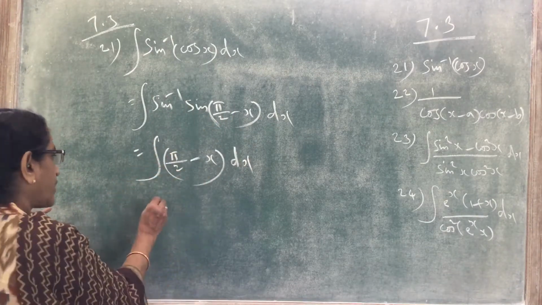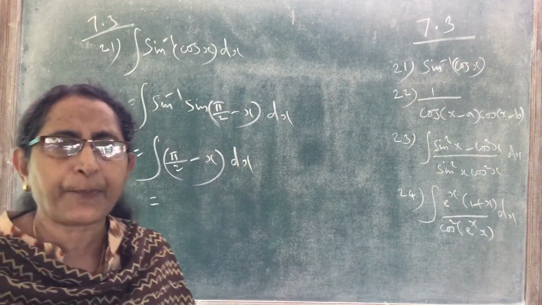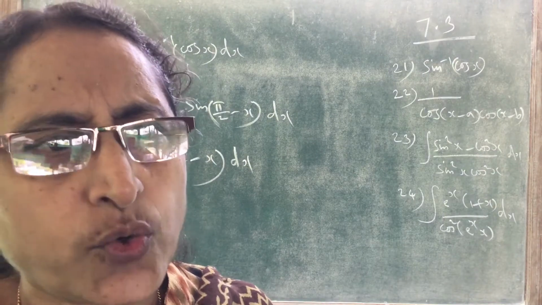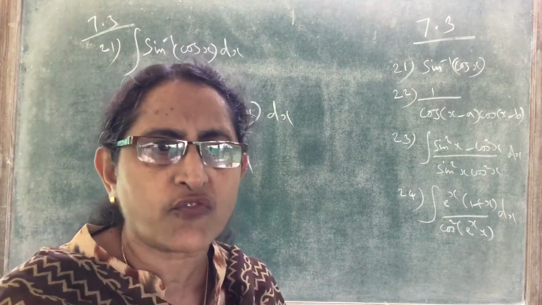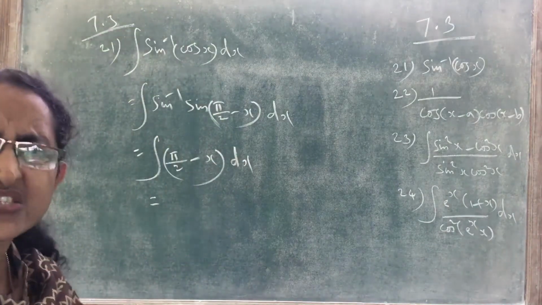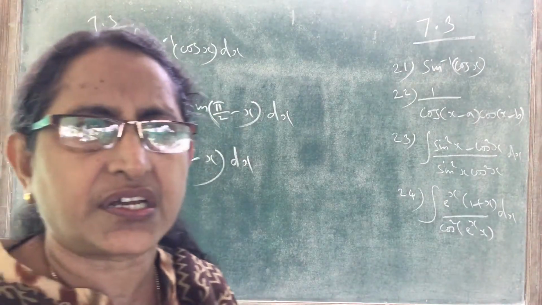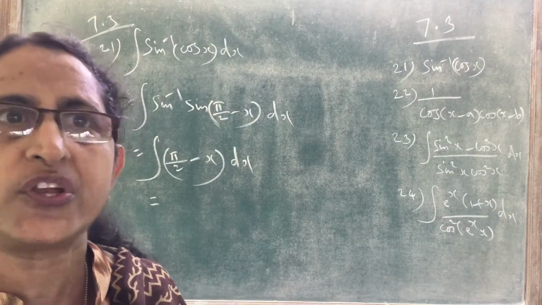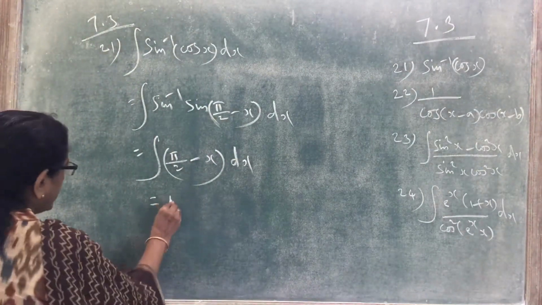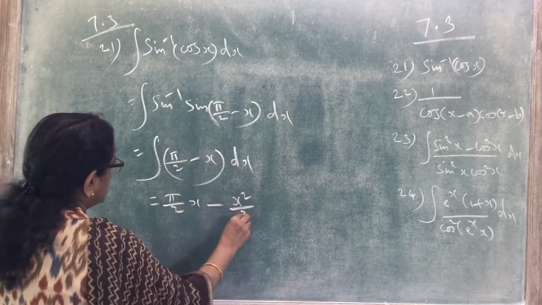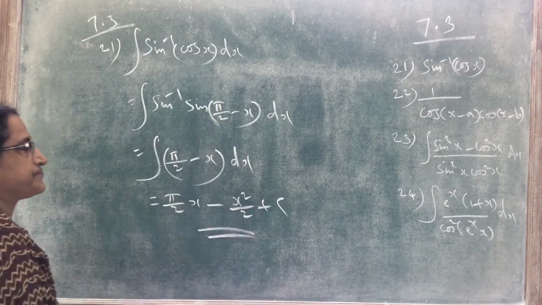Now what is the integral of pi by 2 minus x? Remember that pi by 2 is a constant. So what is the integral of pi by 2? Pi by 2 into the integral of 1 dx, that is x. So whenever there is a constant, the integral of the constant is that constant into x. So it is pi by 2 into x minus the integral of x, that is x square by 2, plus c. So that is the answer.